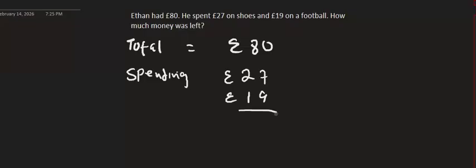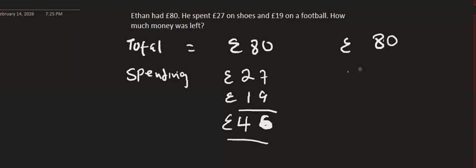We're going to write 6, right? And remove the value of 1. So 2 plus 1, that's 3, plus the 1, 4. So it means the spending was what? 46.